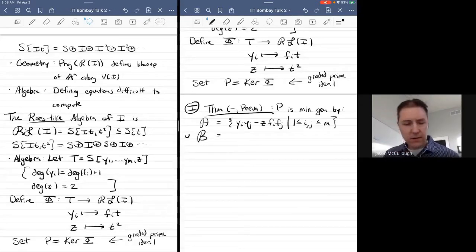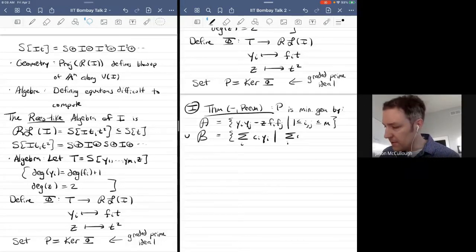And another set of generators I'll call script B. And these are the things, if you study Rees algebras, you're more familiar with. So these are just the elements that come from the first syzygies of your original ideal. So they're the sums c_i y_i such that the sum c_i f_i is 0. So these are the defining equations of the symmetric algebra. You always see these in the defining equations of the Rees algebra. The question there is, are they the only ones, or are there possibly more? That's what makes it very difficult in general.